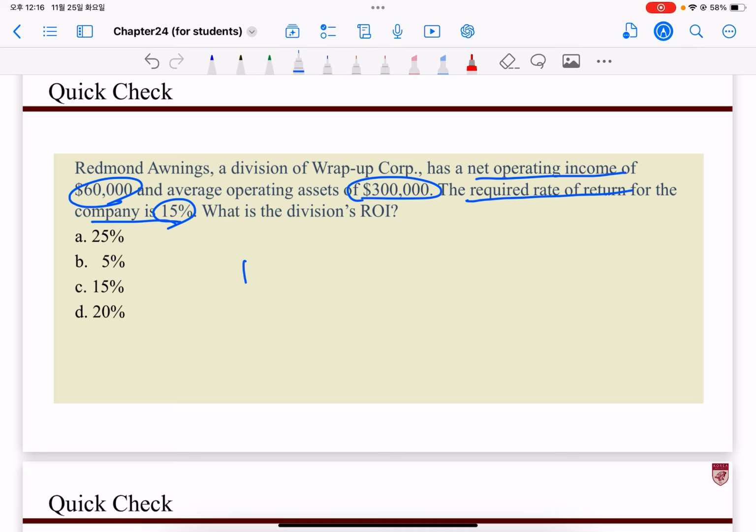Okay, so the ROI is going to be the net operating income of $60,000 over the average operating assets of $300,000. So if you calculate this, that's going to be 20%, right?